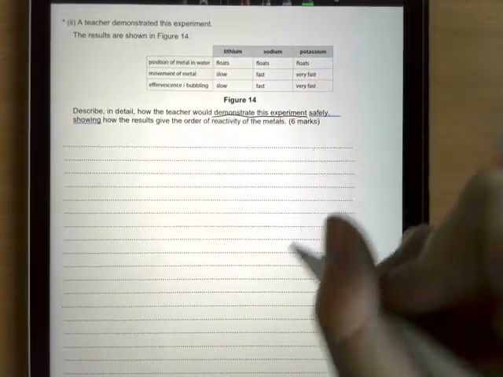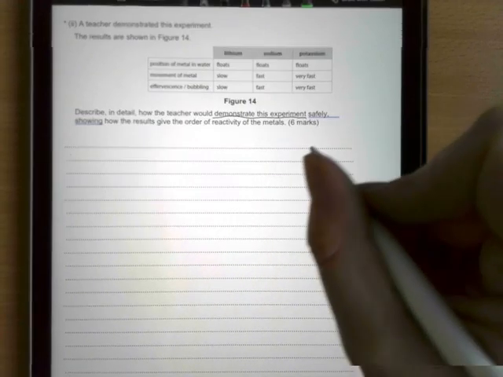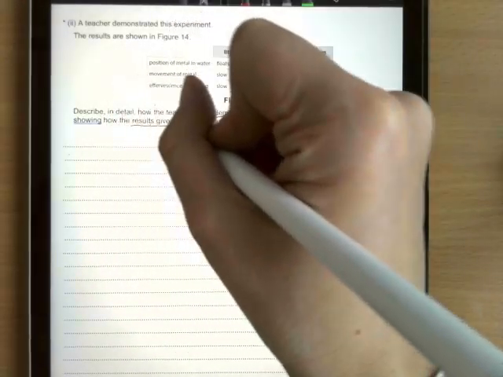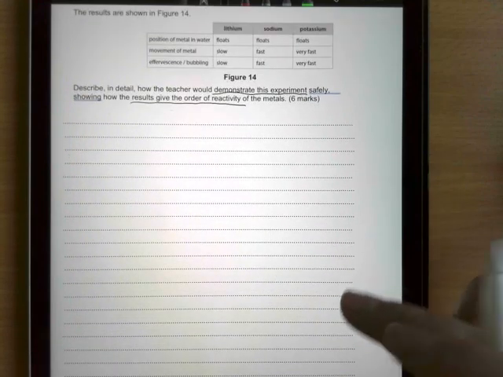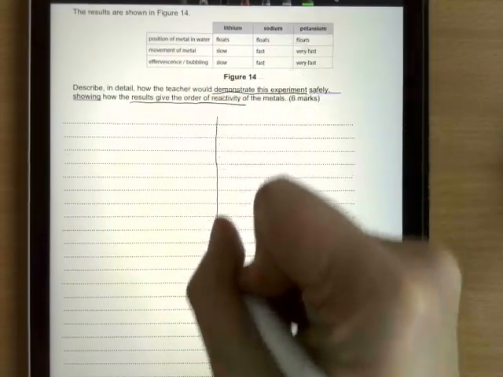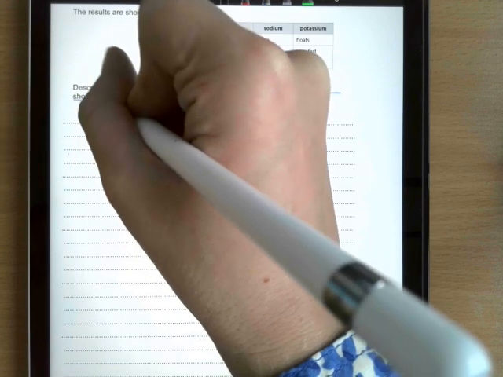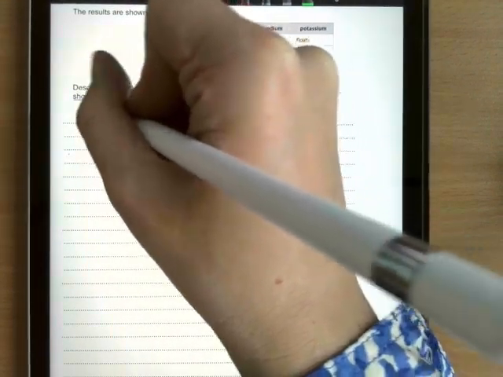You're asked how the teacher would demonstrate this experiment safely. You're also asked how the results give the order of reactivity. So there's 2 parts of the question, and both must be addressed. We're going to look at the safety part first. So if the teacher wanted to do this safely.